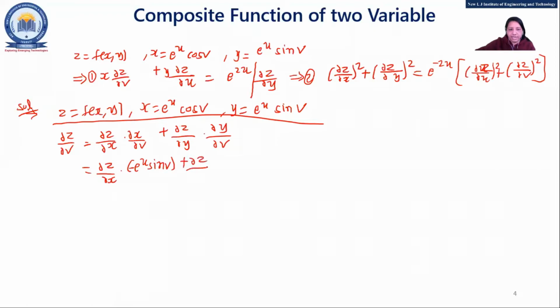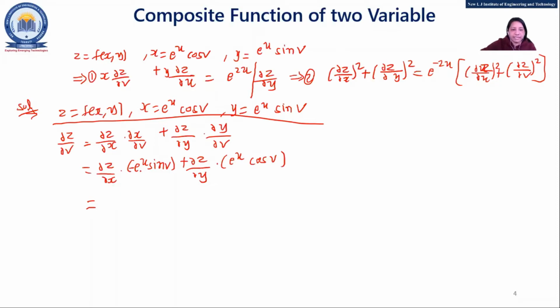Plus del z by del y into del y by del v. Now y is what? e raised to u sin v. So e raised to u is there, and here differentiation with respect to v. So that remains as it is, e raised to u, sin becomes cos v. Any doubt into this? Just write down into the chat box. Any doubt in this? Okay. So make a practice of when you apply a multiplication rule when some constants are supposed to be constant, right? Okay. Now what?